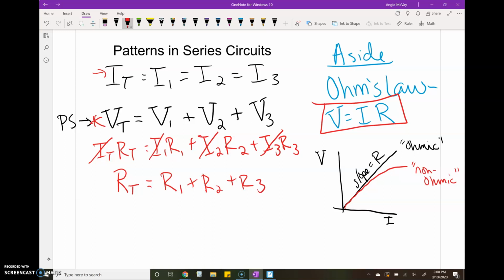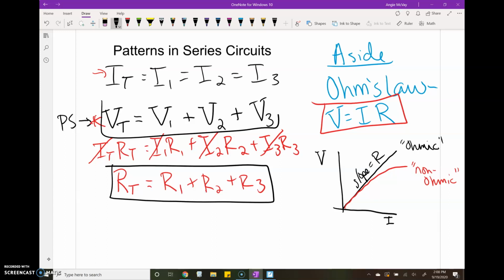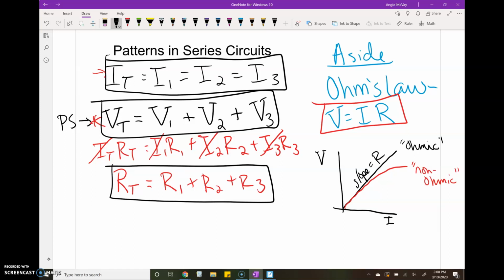Okay, so we've got 3 relationships. Relationship between resistance and voltage and current in a series circuit. All right, and I'm boxing those.